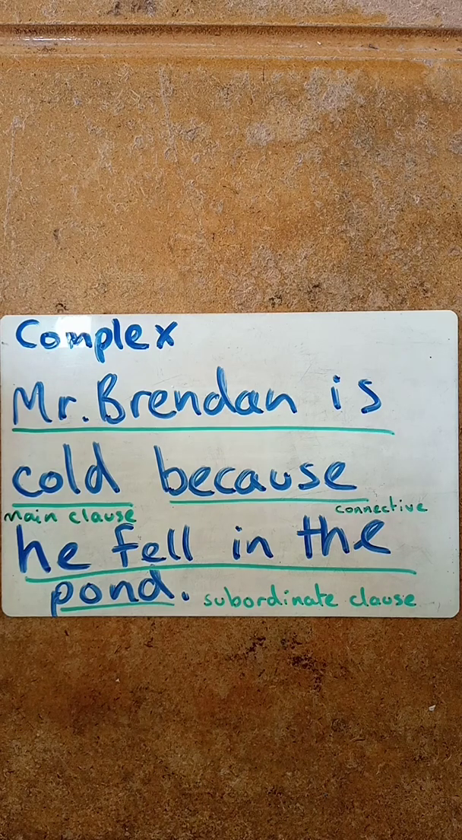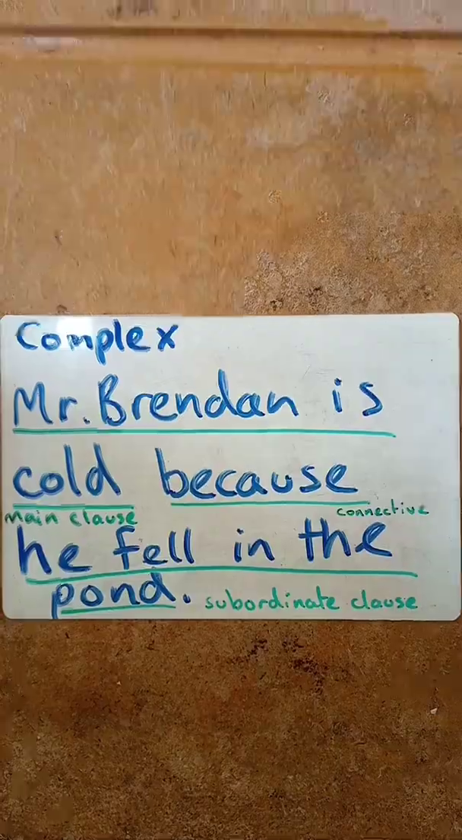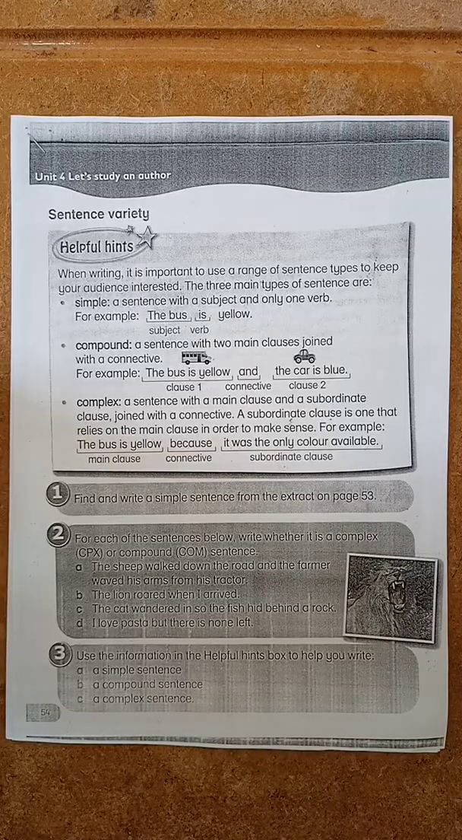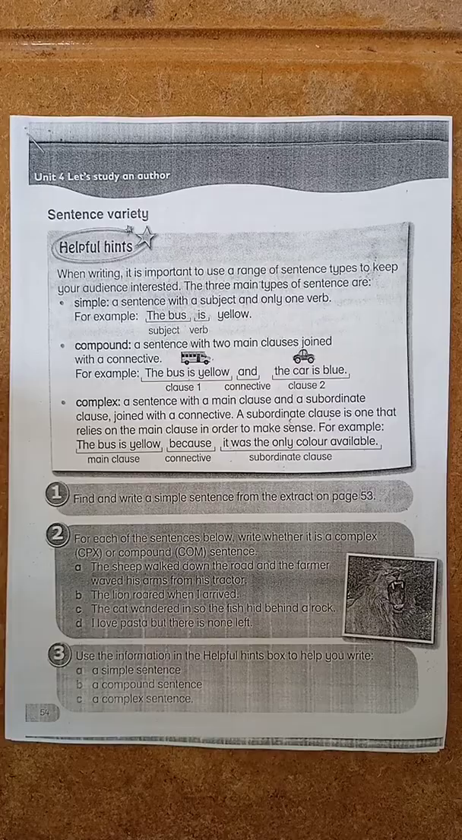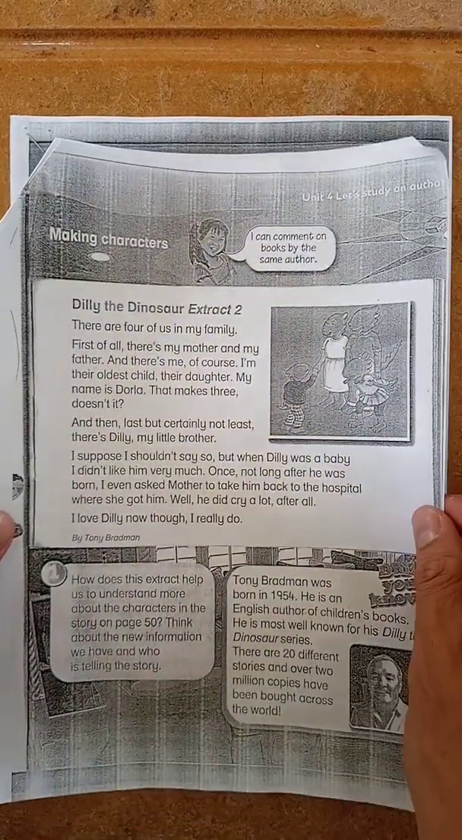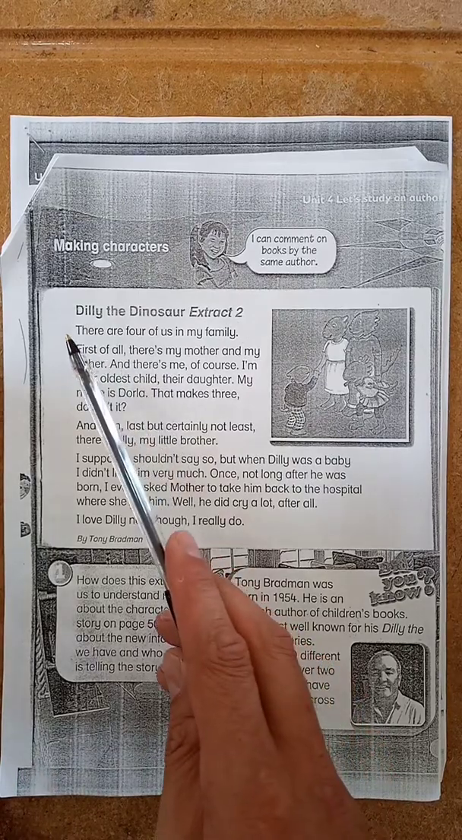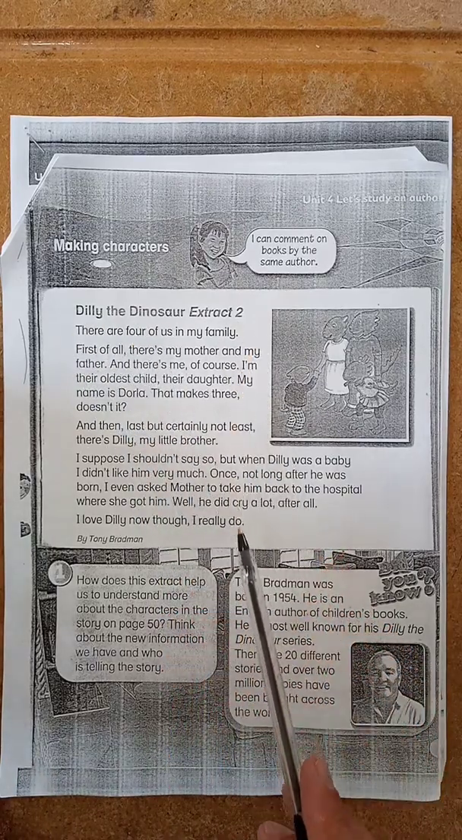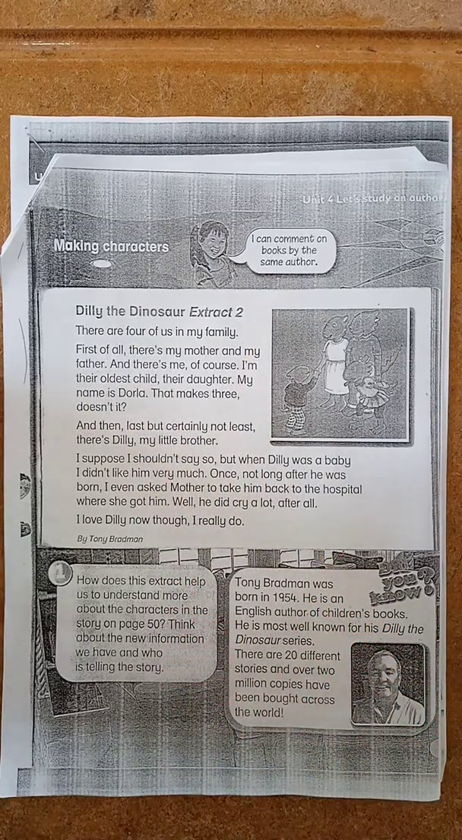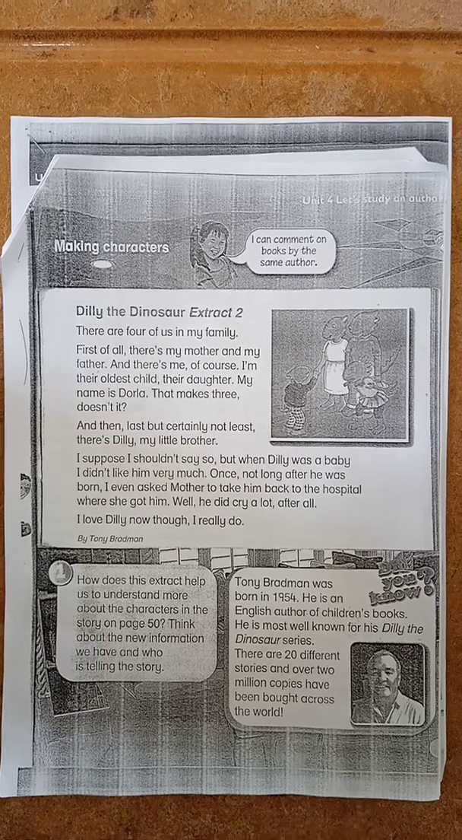Okay, now let's look at the work you'll be doing on varying your sentences. So the questions on today's work are, question 1. Find and write a simple sentence from the extract on page 53. That's the page that looks like this, titled Making Characters. So you'll read this extract about Dilly the dinosaur, find a simple sentence, and write it down.